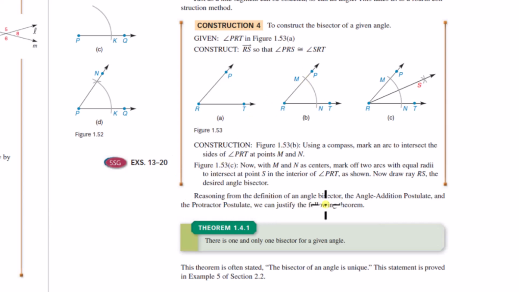Reasoning from the definition of an angle bisector, the angle addition postulate, and the protractor postulate, we can justify the following theorem: there is one and only one bisector for a given angle. This is the same idea as the uniqueness of the midpoint. If there's only one length of a line segment, there's only going to be one midpoint. Same idea with an angle. So the bisector of an angle is unique, and we're going to prove this more officially later.